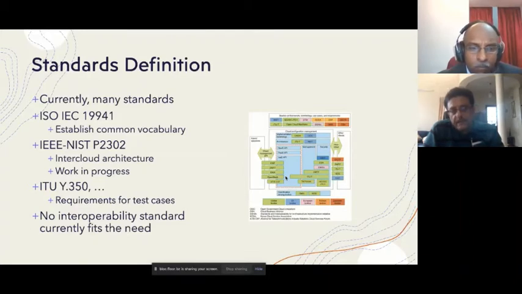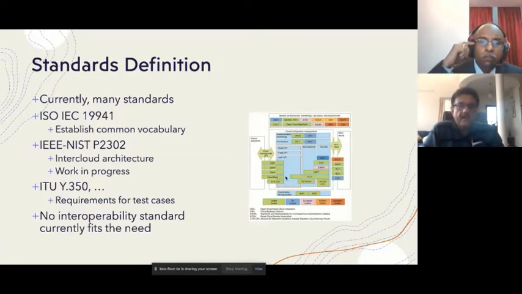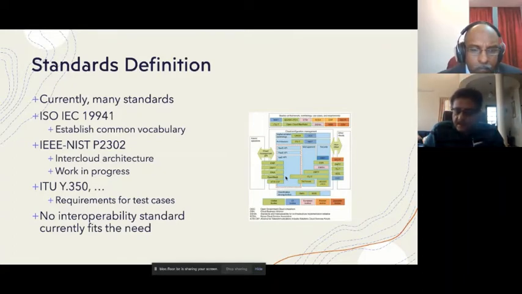Another very important standards effort is the IEEE P2302 effort. NIST is the National Institute of Standards and Technology of the US. So this is the architecture stage. They're defining various cloud architectures which they want to support, and this is work in progress. They have not yet gotten to the point of specifying, say, common APIs or common message formats, which is what is needed if you want to get to a truly interoperable standard such as TCP/IP.